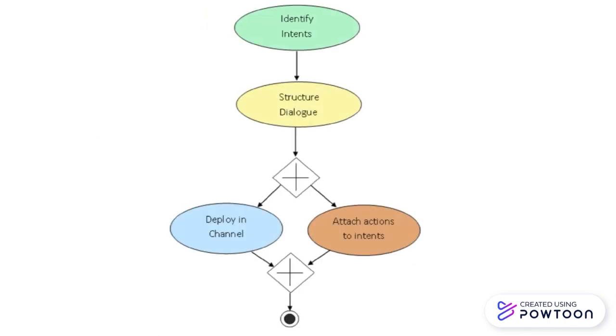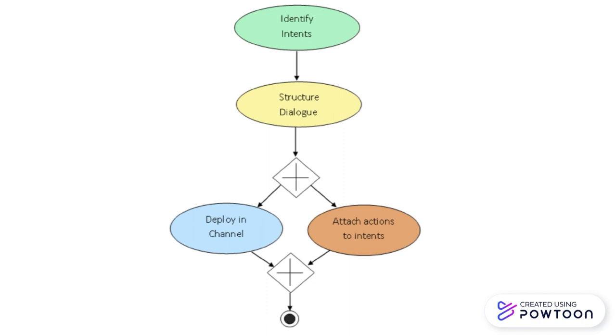Transitioning to the structure dialogue section, we find 4 essential boxes. The dialogue structure box defines the overall flow of the conversation, ensuring it progresses logically. And also sends probable intents to the intent section.